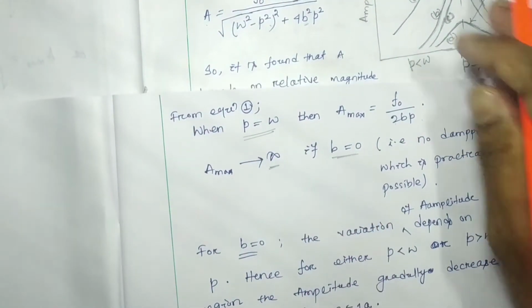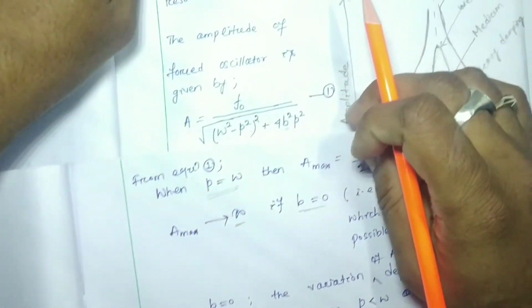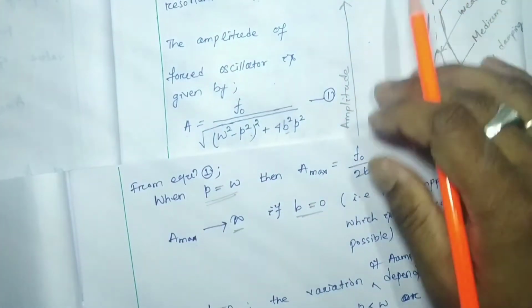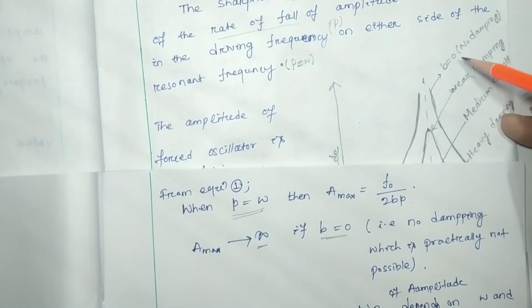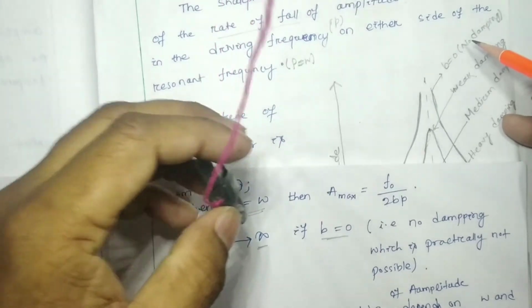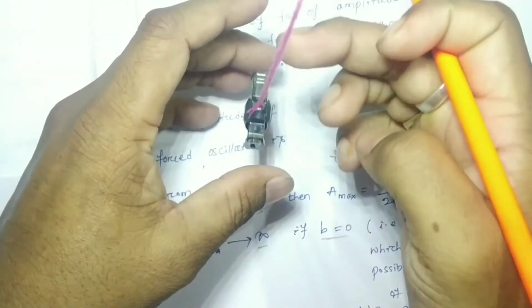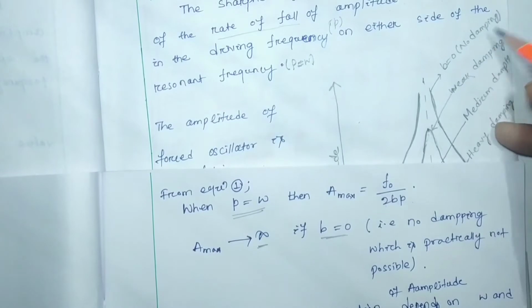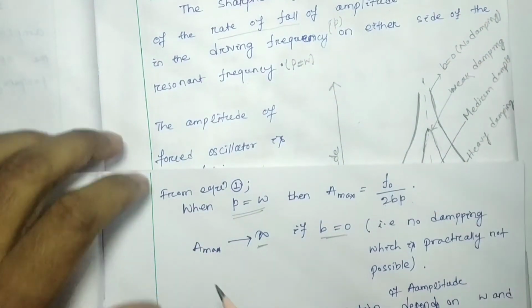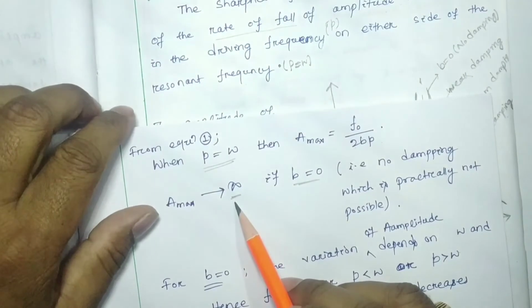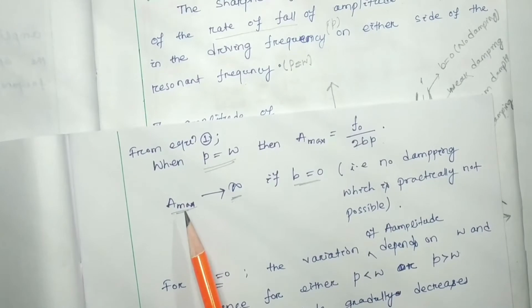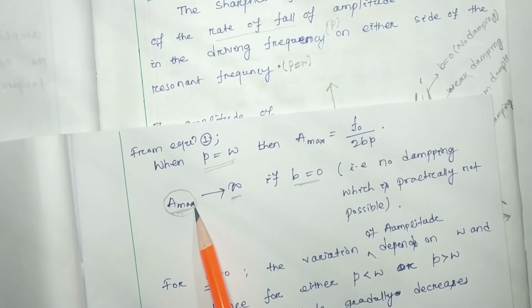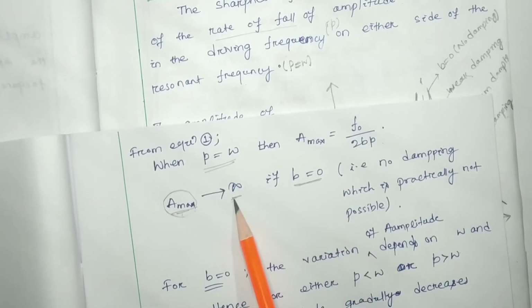If we consider the no damping case, the damping factor b will be 0. That means there is no resistance by the medium, or no resistance offered by the hook where this oscillator is hanging. So we are not going to consider any type of damping. That means b equal to 0, then A max will be infinite. A maximum means resonant amplitude. At resonant frequency, what is the amplitude? This one is the A max. For the case b equal to 0, it will be infinite.